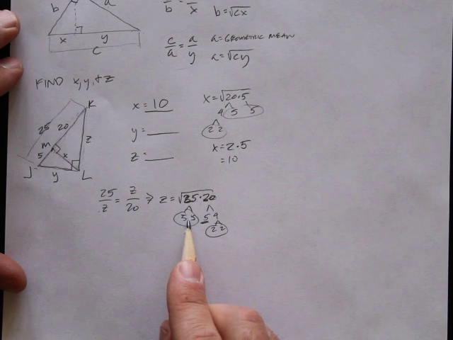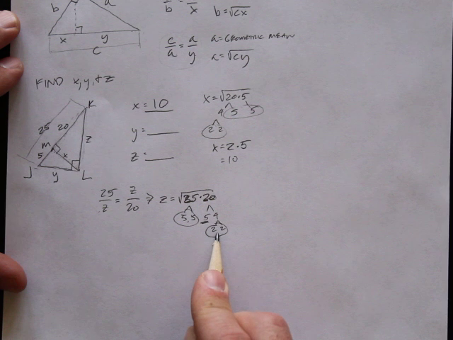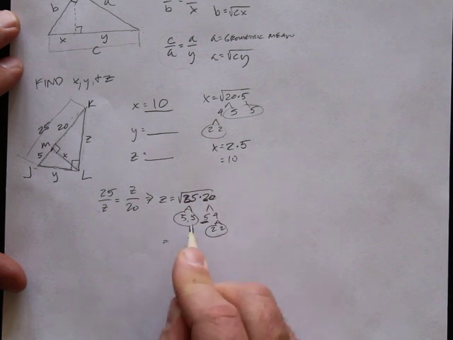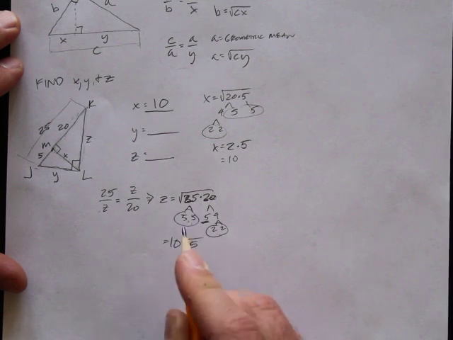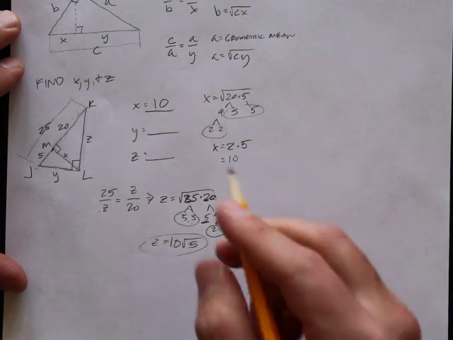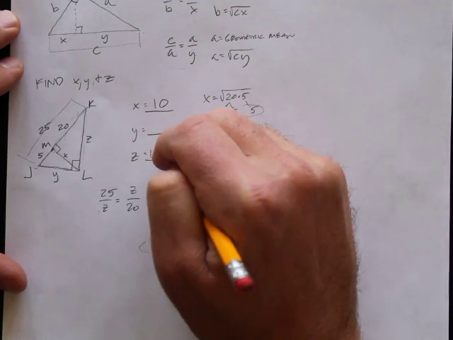So the square root of 25 is 5, the square root of 4 is 2. So that means 5 times 2 is what I take out, which is 10, times the square root of 5 left over. So z equals 10 times the square root of 5.